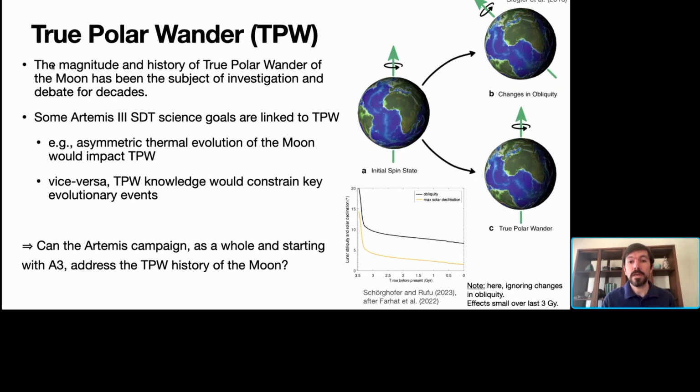Having an accurate, or a better constrained, history for the Moon would have implications for a lot of Artemis 3 science goals or adjacent goals. So the question we set out to answer was: can the Artemis campaign as a whole, starting with Artemis 3, address the true polar wander history of the Moon?